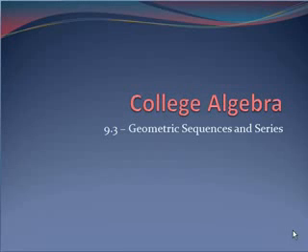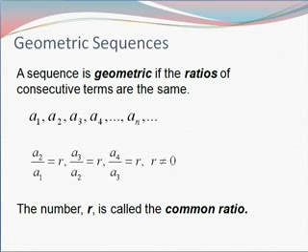In section 9.2, we focused on a special kind of sequence and series called an arithmetic sequence or an arithmetic series. Today, in section 9.3, we're going to look at geometric sequences and geometric series. So what does a geometric sequence look like? A sequence is geometric if the ratios of consecutive terms are the same. With the arithmetic sequence, you were looking at differences. Now we're looking at ratios.